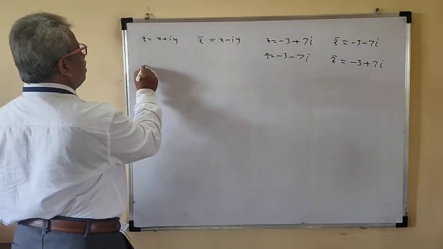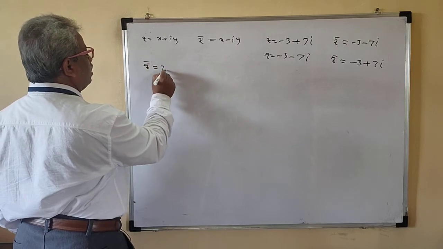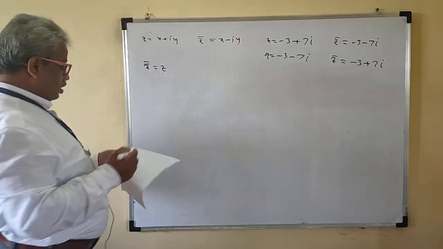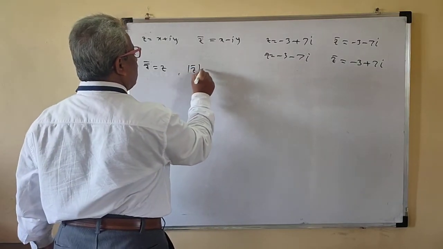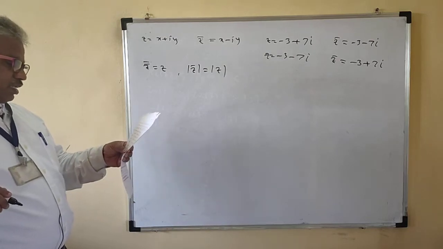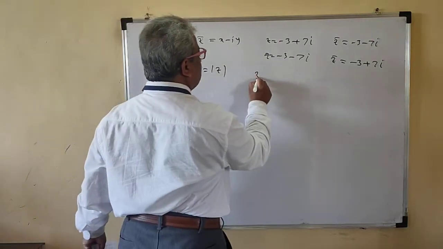Also you should remember for this one, z bar bar is z. That means conjugate of conjugate is itself. So also you should remember that mod of z is the same as mod of z bar. Okay, so this is algebra.